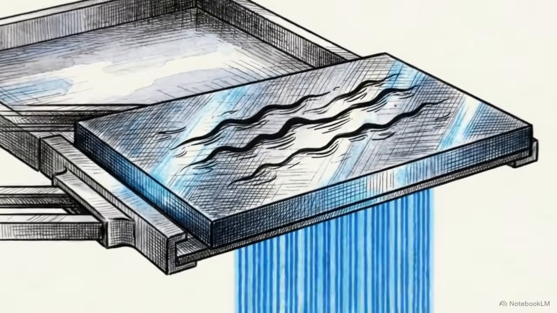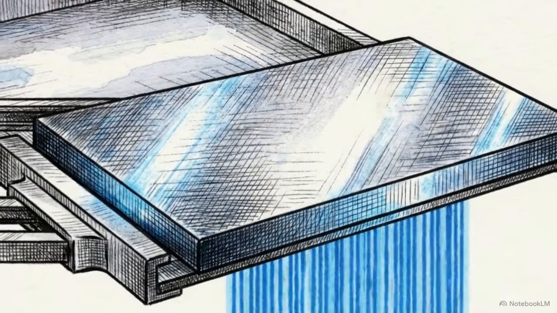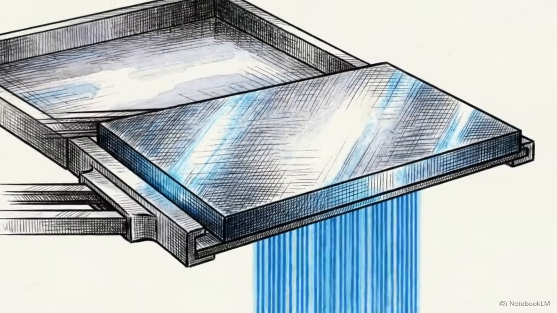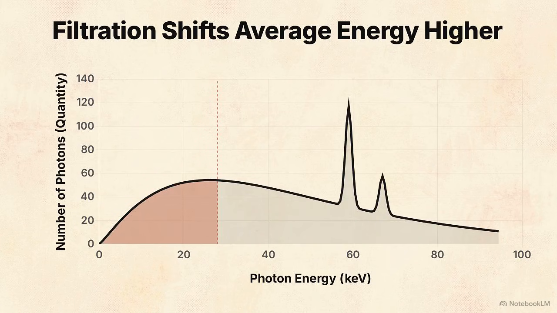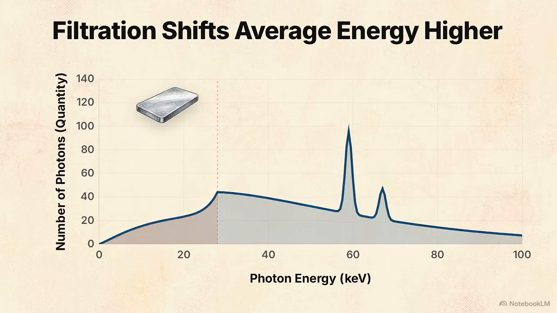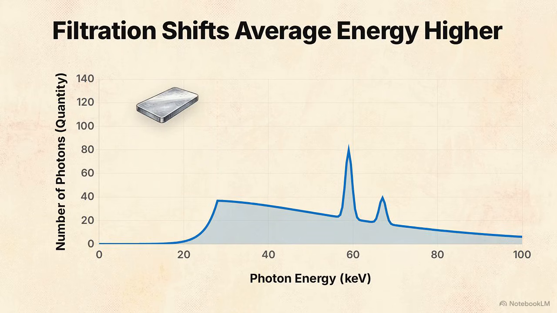Placing a physical metal window at the tube's exit intercepts the beam before it hits the patient. Look at what this filter does to the spectrum geometry. The left side of the curve is effectively chopped off. By eliminating those low-energy photons, the total number drops, but the average energy of the remaining beam shifts significantly higher.